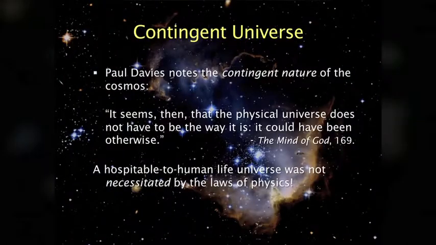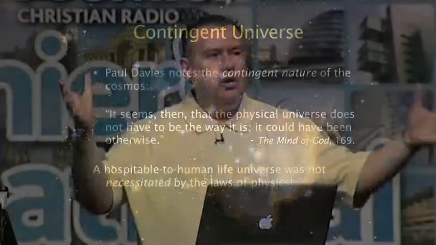Now, how do we explain this order? How do we explain this elegance? Paul Davies again says, on the contingent nature of the cosmos, quote, it seems then that the physical universe does not have to be the way it is. It could have been otherwise. So we could live in a jumbled universe. We wouldn't be living there, but the universe could be jumbled. It didn't have to be this way. So a universe hospitable to human life was not necessitated by the laws of physics. It could have been very different. And if it were different, we wouldn't be here to experience it.